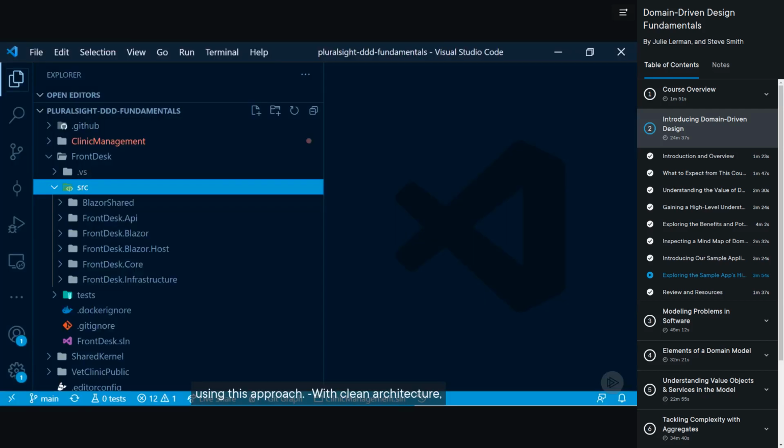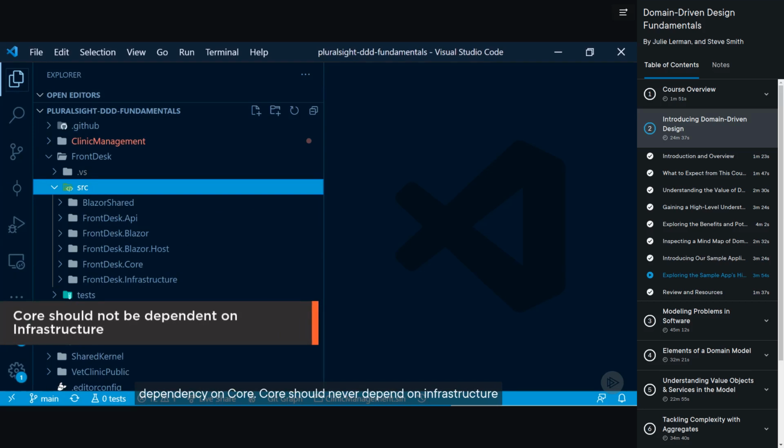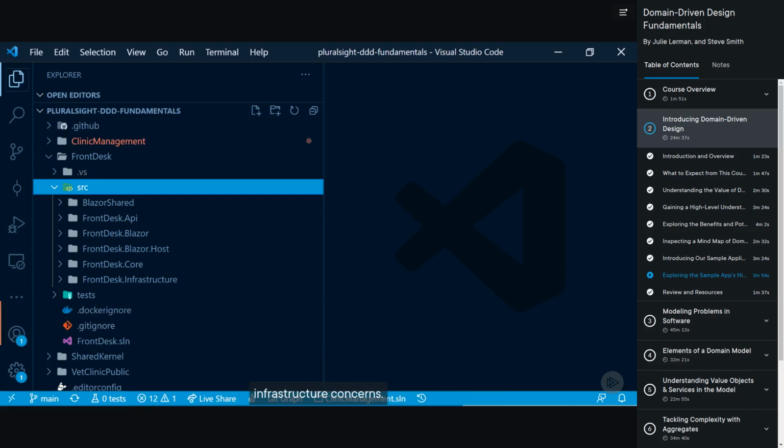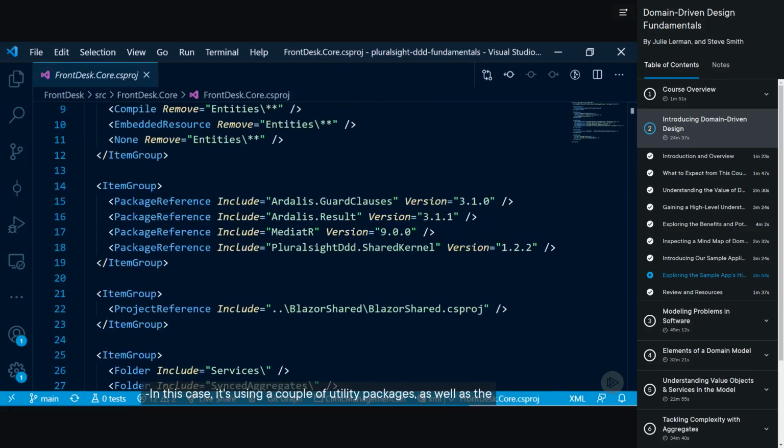With clean architecture, the project dependencies all point towards the domain model in the core project. So both the API and infrastructure projects have a dependency on core. Core should never depend on infrastructure concerns, but it can leverage NuGet packages that don't couple it to infrastructure concerns. In this case, it's using a couple of utility packages, as well as the shared kernel package that's shared by other apps. We'll talk more about shared kernel later.